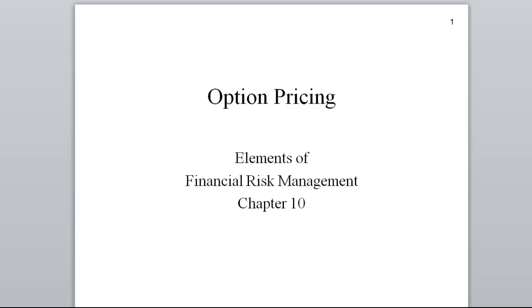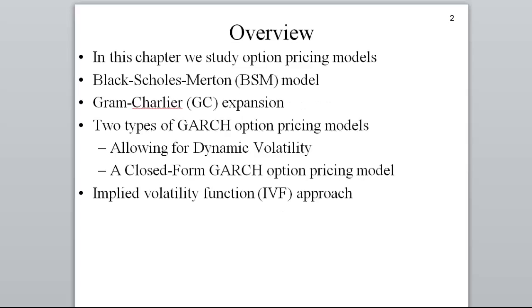Welcome. This is the chapter on option pricing in the book Elements of Financial Risk Management by Christoffersen. This is chapter 10 of the book. In this chapter, what we're going to focus on is option pricing models. We're going to see 4 types of models.